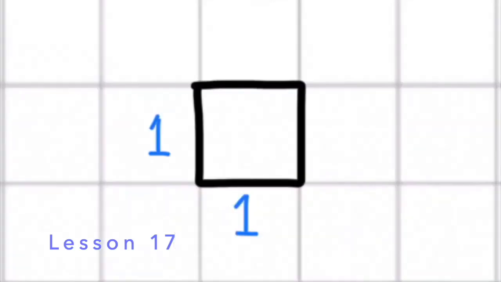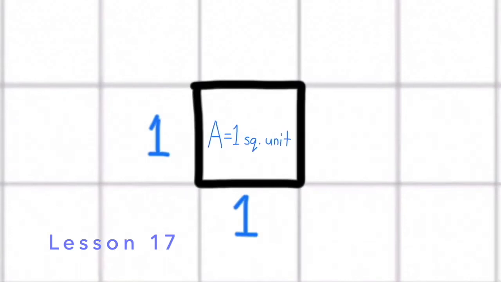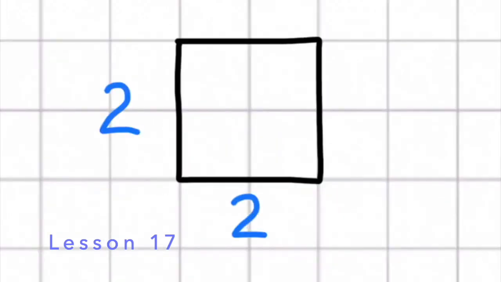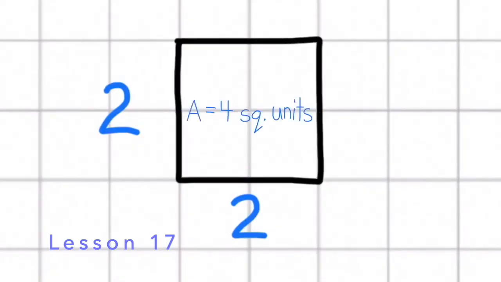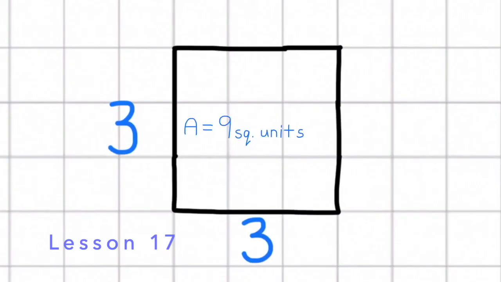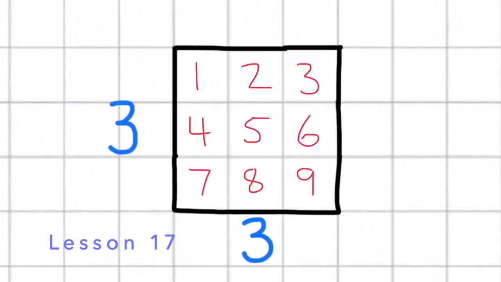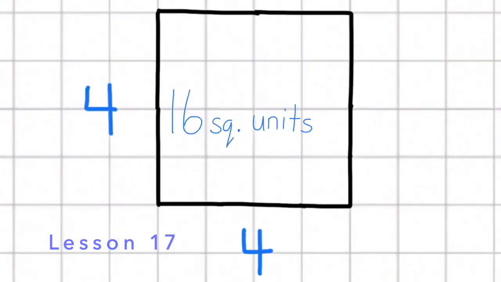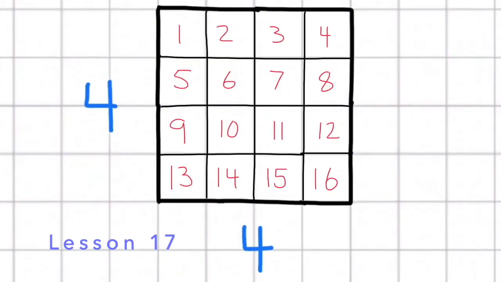Here's a few examples of perfect squares. 1 times 1. 1 times 1 equals 1, so that's a perfect square. 2 times 2. 2 times 2 equals 4, so 4 is a perfect square. 3 times 3 equals 9. 9 is a perfect square. 4 times 4 equals 16, so 16 is a perfect square.